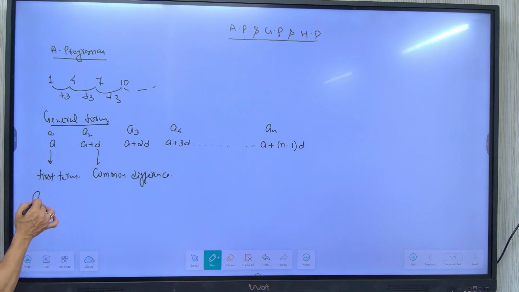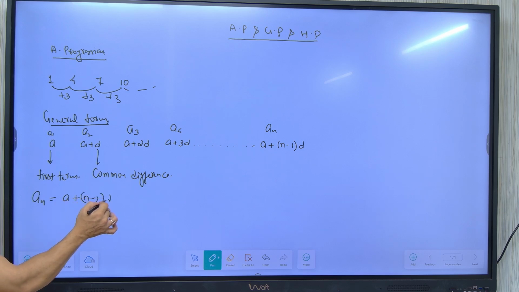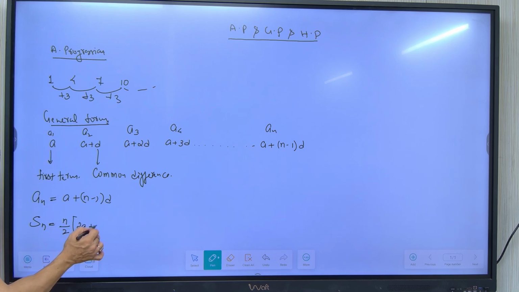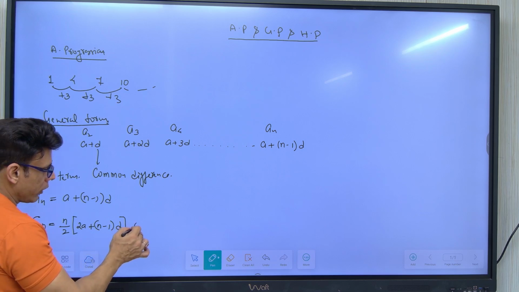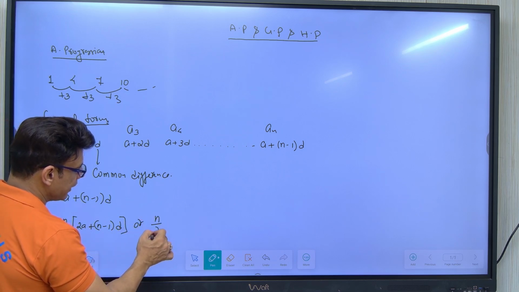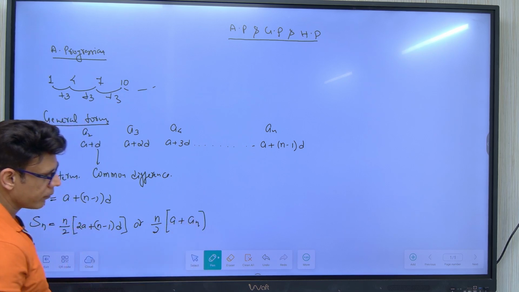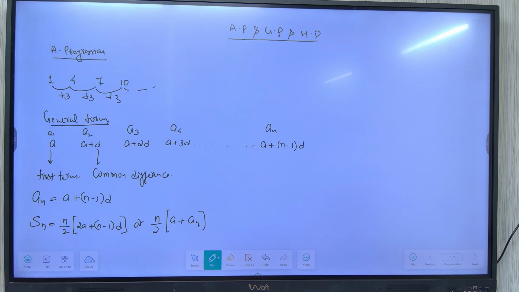So the nth term will be given by what? A plus n minus 1 into D. And what is the sum of n terms? It's n by 2 into 2a plus n minus 1 into d, or n by 2 into first term plus last term, a plus an. An means the last term. ठीक है.